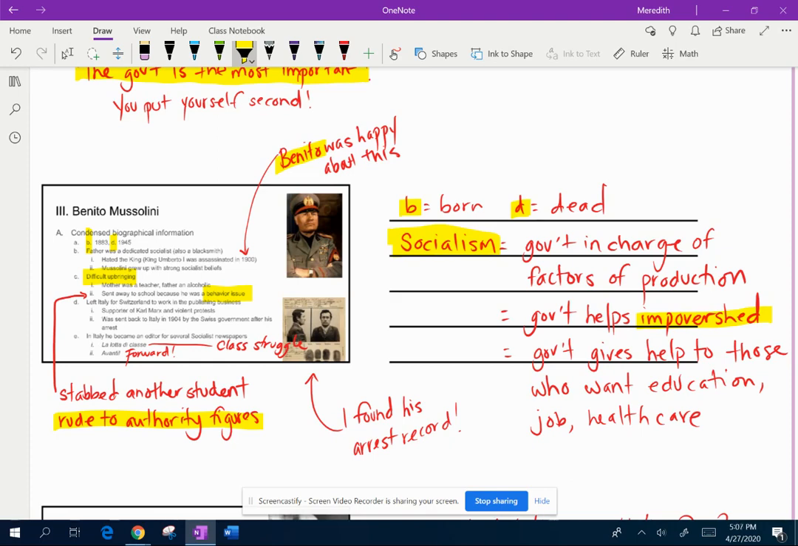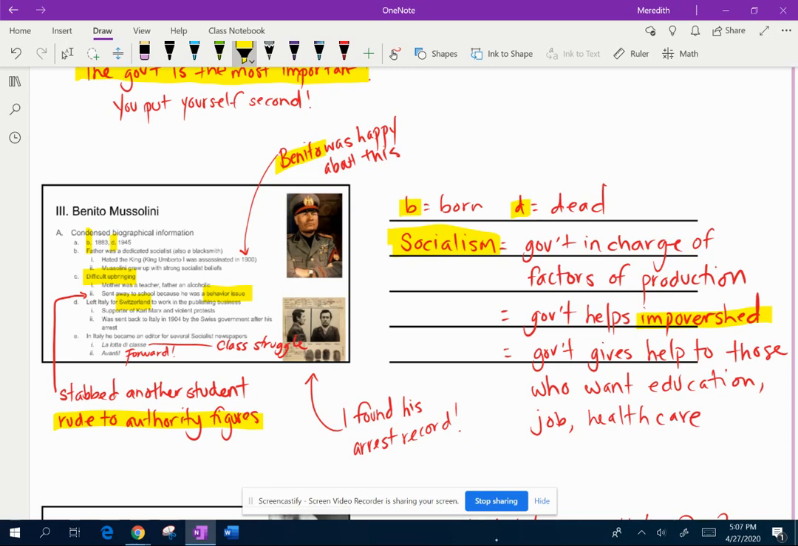So, after he graduated from school, he left Italy to go to Switzerland, conveniently where Vladimir Lenin is going to be. And he, Benito Mussolini, is going to work in the publishing business. He supports Karl Marx, and he's going to support violent protests. And he's going to publicly discuss and encourage people to hurt other people while striking, while protesting. And so he gets arrested and is sent back to Italy by the Swiss government in 1904.